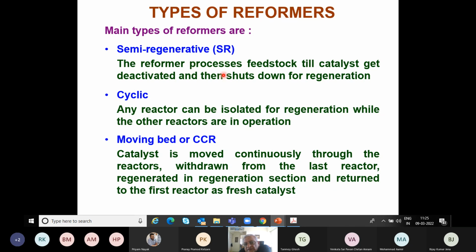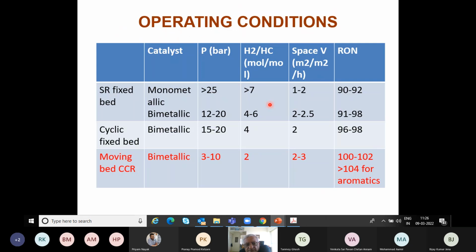Because in semi-regenerative reforming, you lose a lot of yield and the advantages of operating at low pressure. In an SR reformer, you cannot operate at low pressure because otherwise the catalyst will get deactivated within 2-3 months, and it is not cost viable to shut down the unit after 3 months and regenerate the catalyst. So let me explain the difference in operating conditions between the semi-regenerative reformer and the moving bed CCR. I'm not going to talk about cyclic because they are no longer in use.